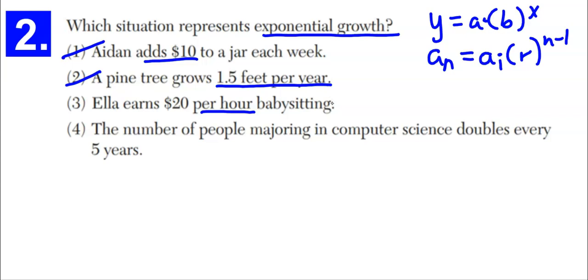So that's plus 20, plus 20, plus 20. The number of people majoring in computer science doubles every 5 years. So that's times 2, times 2, times 2. So that is exponential growth.